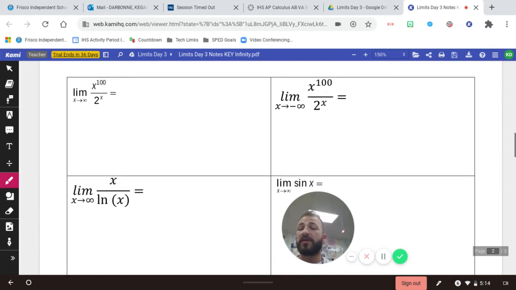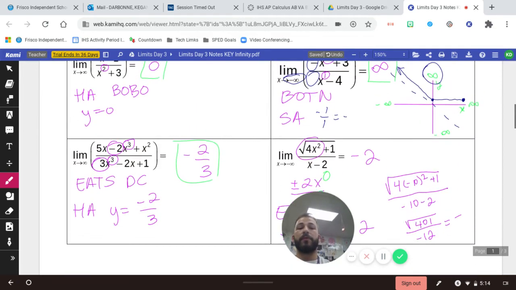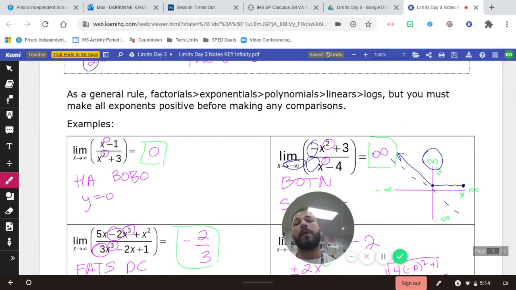So let's look at our first one. We have the limit as x approaches infinity of x to the 100th power over 2 to the x. Unfortunately, we can't really compare x and 100 because x is a variable. That doesn't make any sense. So let's go back up to the top right here. As a general rule, factorials are greater than exponentials. Exponential functions are greater than polynomial functions. Polynomial functions are greater than linear functions. And linear functions are greater than logs.